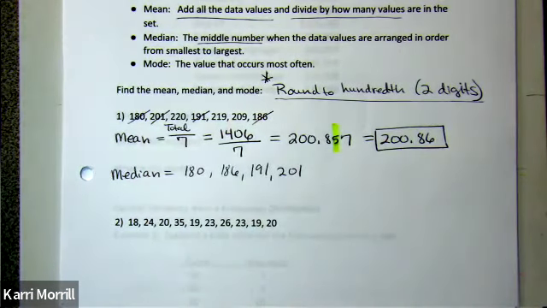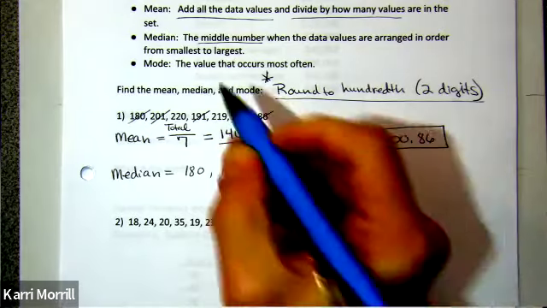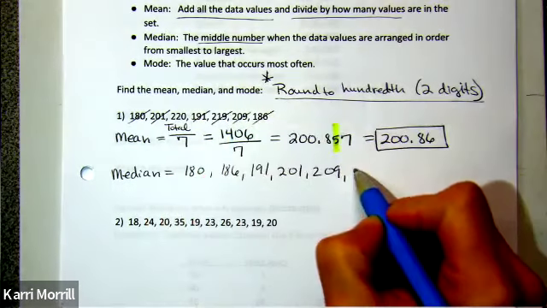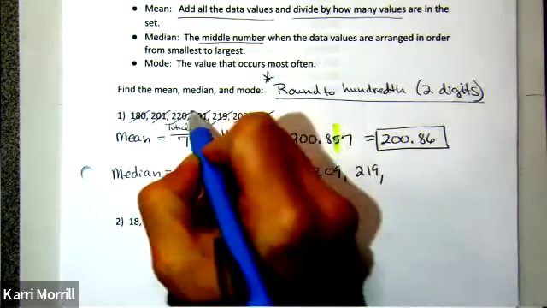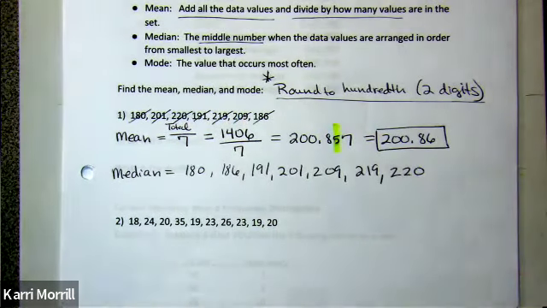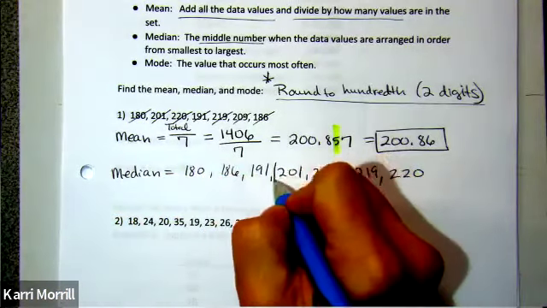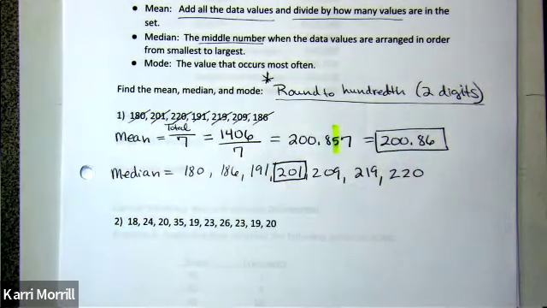So a lot of times when you're working with stats, you're organizing the data in some way. It's not hard, just maybe sometimes a little time consuming. 209, 219, 220. So if there's 7 digits, that means the 4th digit would be the middle number, or you can just work your way through like this, and you can see that the median is 201.